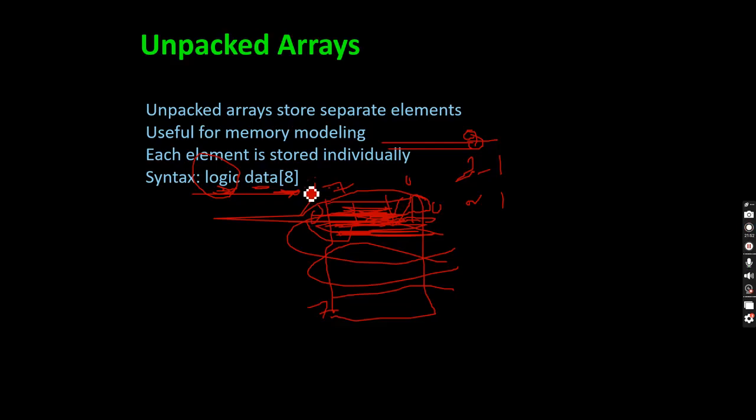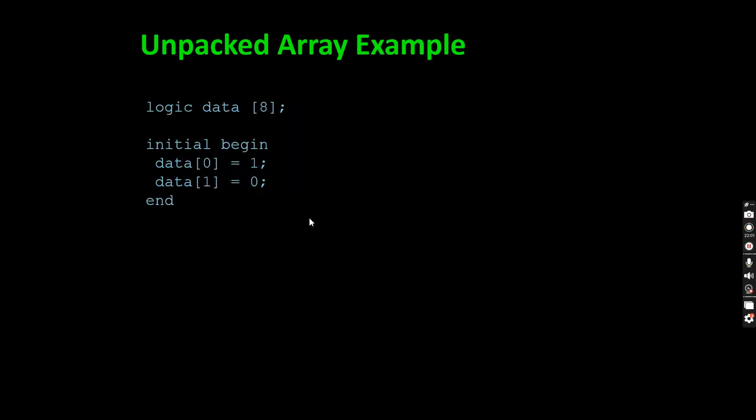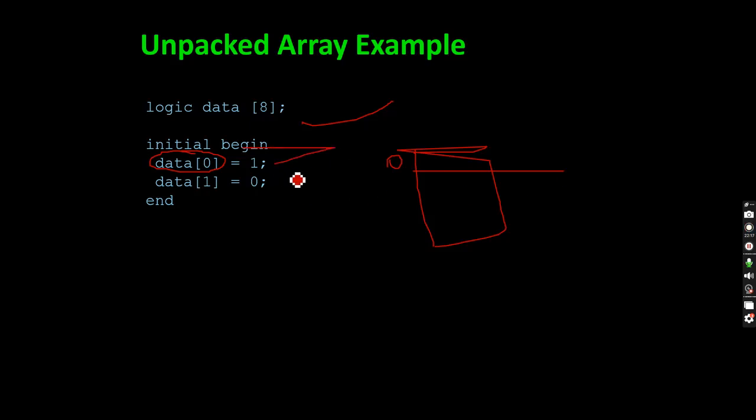This is actually a declaration. We declared it, now how to assign the value, we'll see. So logic data [8] you did. We declared an unpacked type. To assign a value, we specify data[0] equals 1. So we are trying to access the 0th location, and at the 0th location we are going to store the value 1. We can store only 1 or 0, not any other big value, because we are using only logic here.